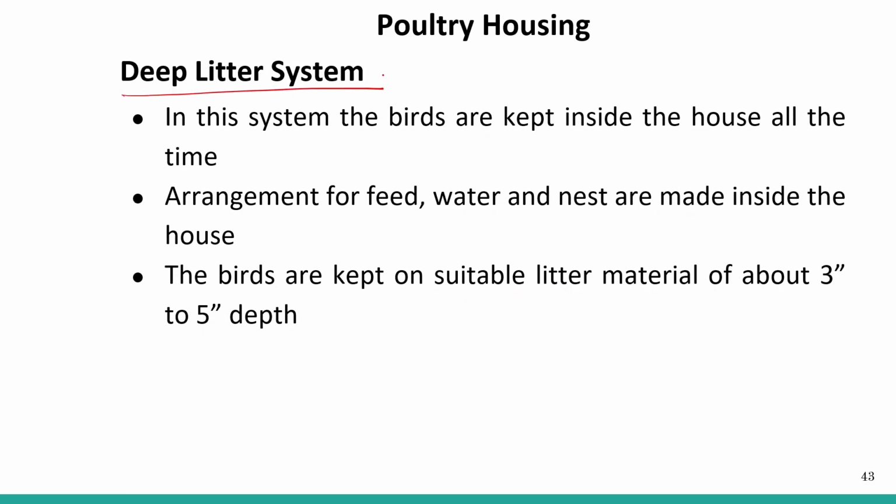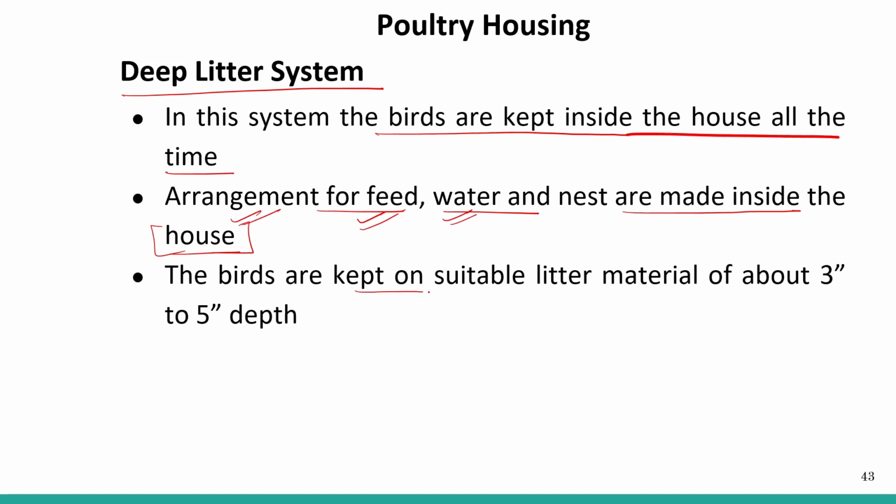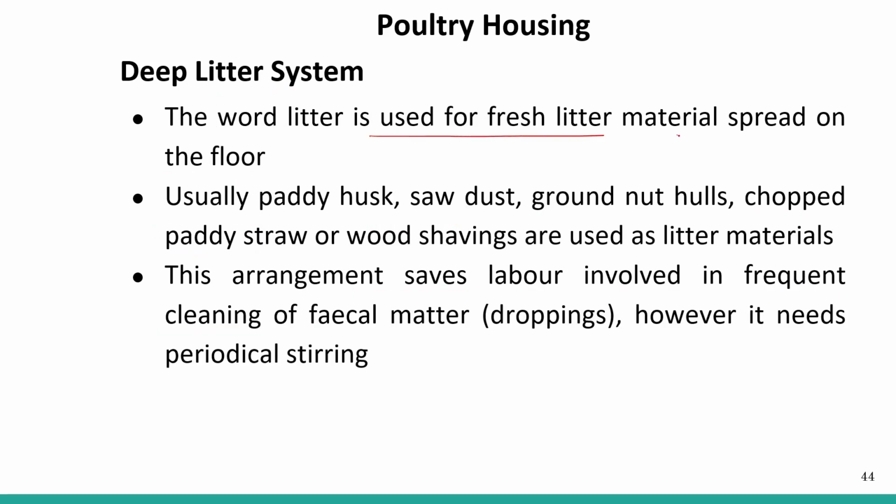Deep litter system. In this system, the birds are kept inside the house all the time. Arrangements for feed, water and nest are made inside the house. So all the activities, whether feeding or water, have to be done in this particular house only. The birds are kept on suitable litter material of about 3 to 5-inch depth. The word litter is used for fresh litter material spread on the floor; usually paddy husk, sawdust, groundnut hulls, chopped paddy straw or wood shavings are used as litter material.